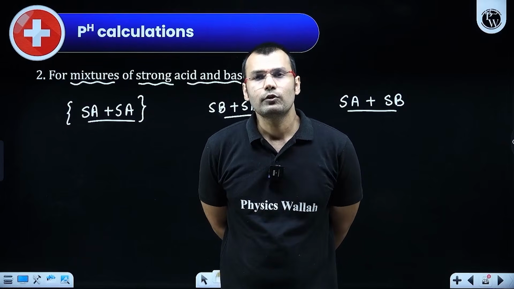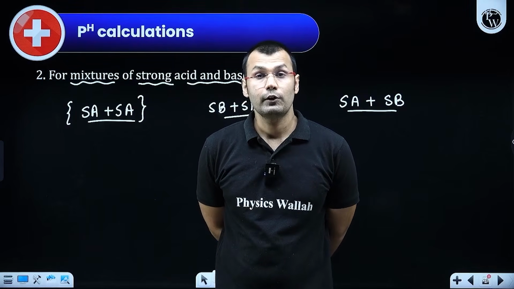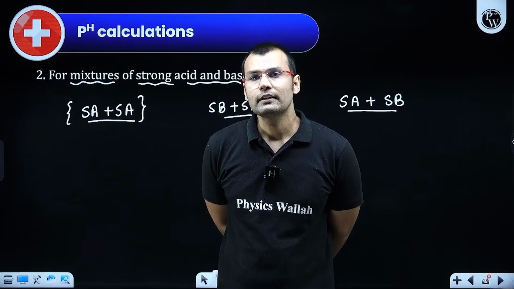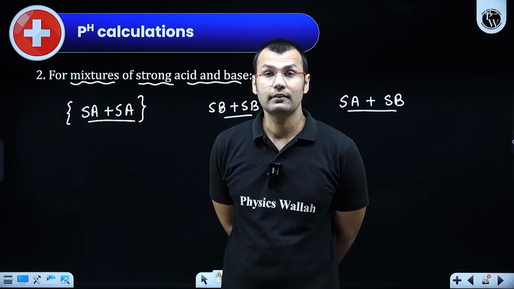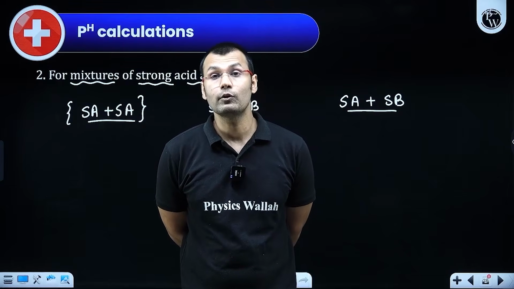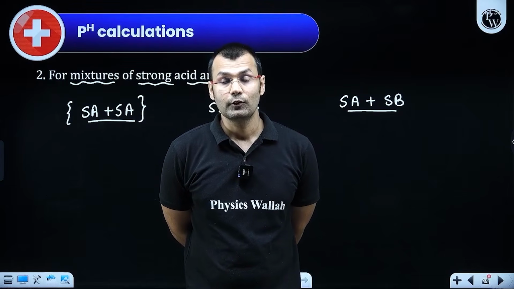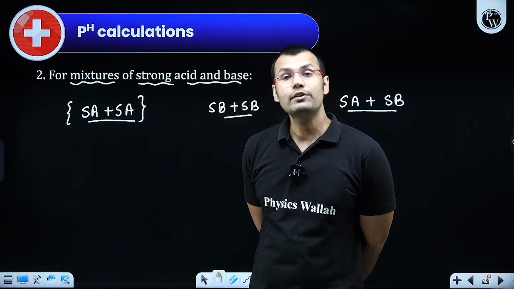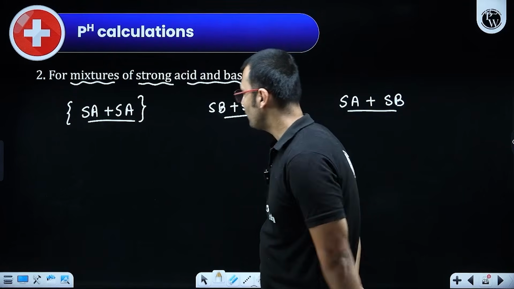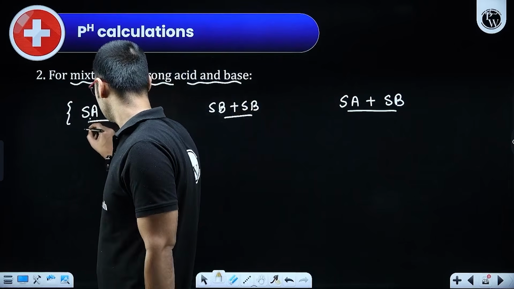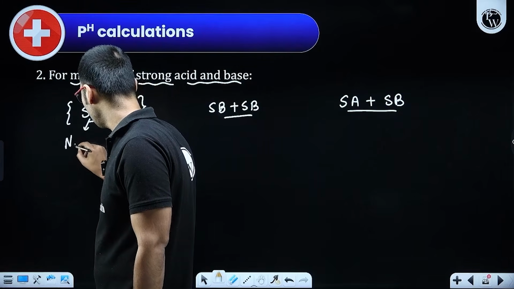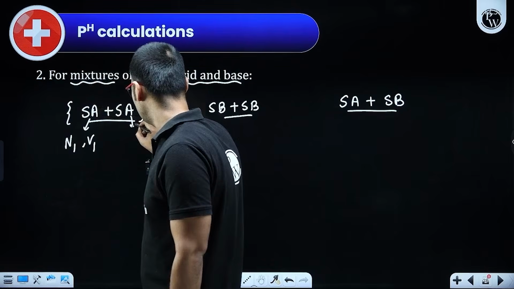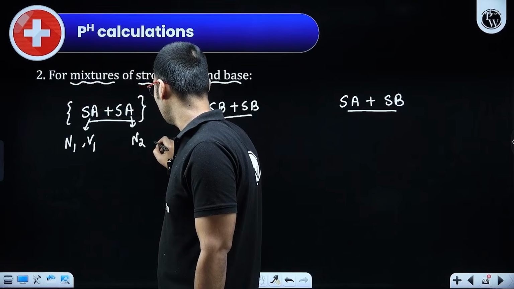That if you mix two solutions of the same nature, same acid, same base, then in that case the normality of the final mixture is N1V1 plus N2V2 upon total volume, right? So that formula you can use here to do the calculation easily. Suppose I have two strong acids. For the first strong acid, the normality and volume are N1 and V1. For the second strong acid, the normality and volume are N2 and V2.